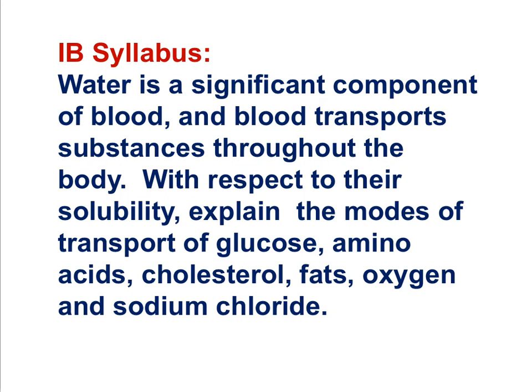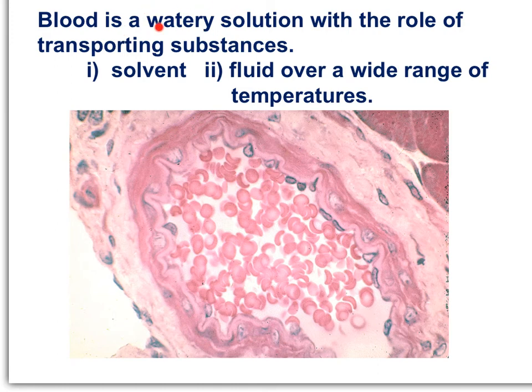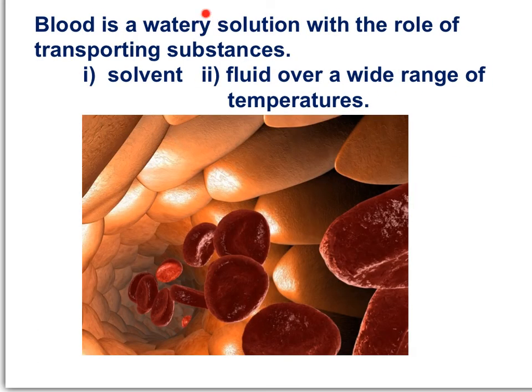So the next IB syllabus statement involving water: Water is a significant component of blood, and blood transports substances throughout the body. With respect to their solubility, explain the modes of transport of glucose, amino acids, cholesterol, fats, oxygen, and sodium chloride. Well, first, blood is a watery solution with the role of transporting substances. It's a good solvent, and it's fluid over a wide range of temperatures.